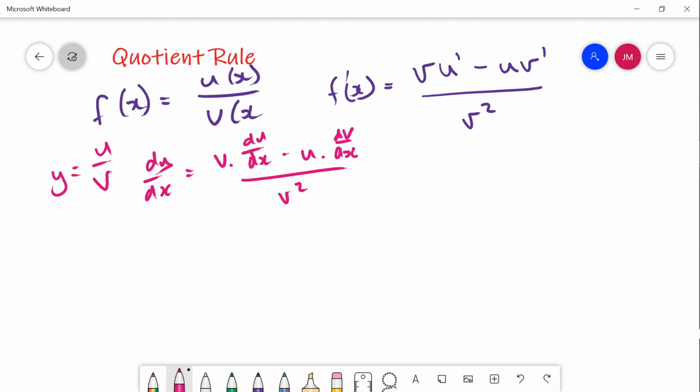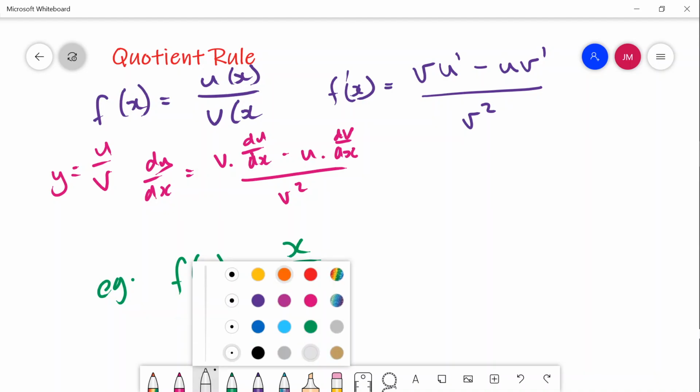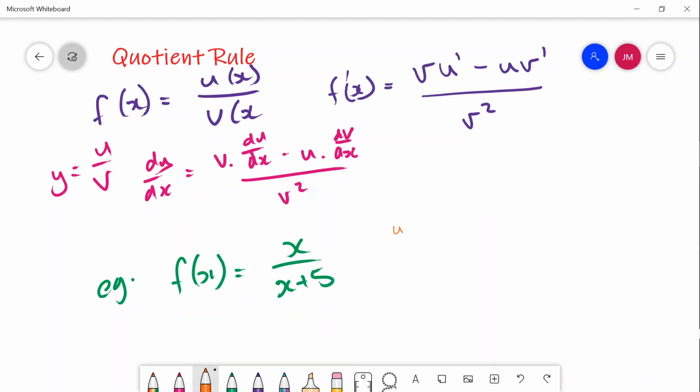Okay, so let's have a look at an example. Let's say we had a function f of x equals x all over x plus 5. So in this case, let u equal x, so therefore u dash is just going to be 1. v can equal x plus 5, so v dash is also going to be 1.